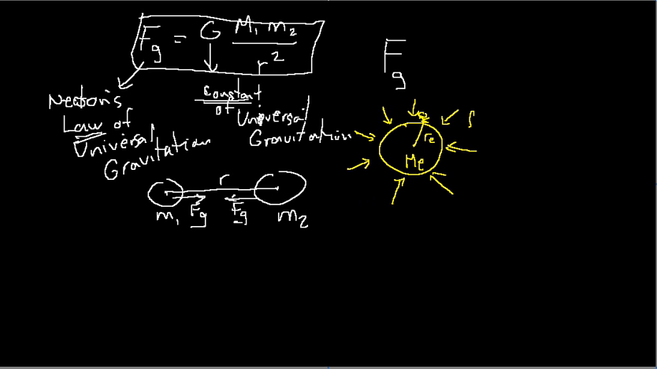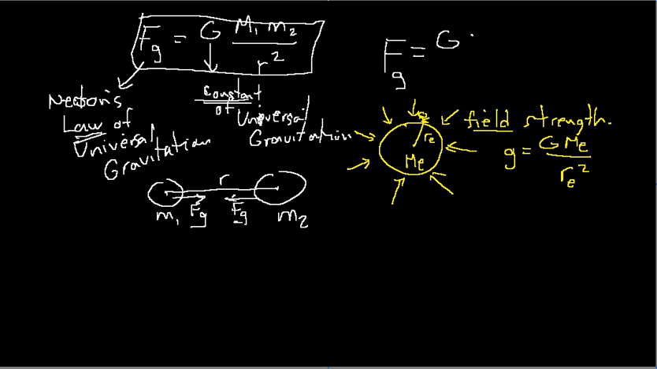Then we say that the field strength is little g, and we say that's equal to capital G times the mass of the Earth over the radius of the Earth squared. Now you could memorize that, or the easier way to figure out that formula is to look up here, write Newton's law: capital G, mass of the first object, mass of the second object, over the distance between the two objects squared.